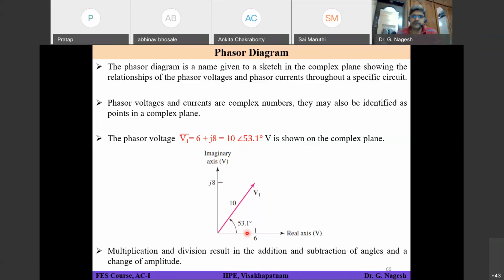Multiplication and division result in addition and subtraction of angles and a change in amplitude. That is obvious, right? We have already seen that when you are multiplying or dividing two phasors, whatever you are doing, obviously the magnitude is going to change and the phase angle will also change.